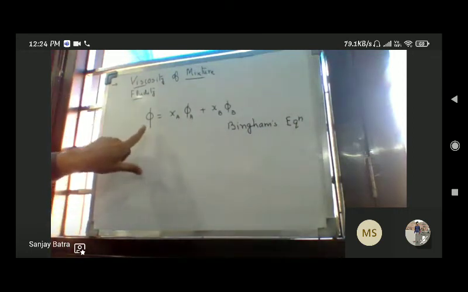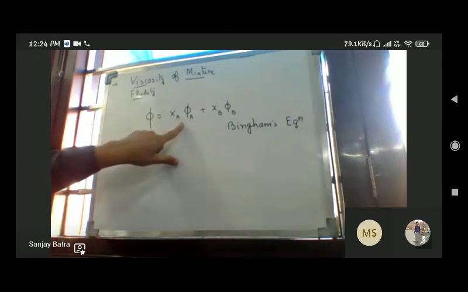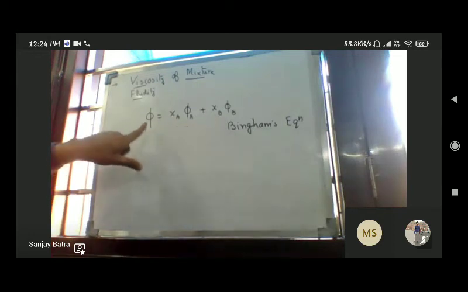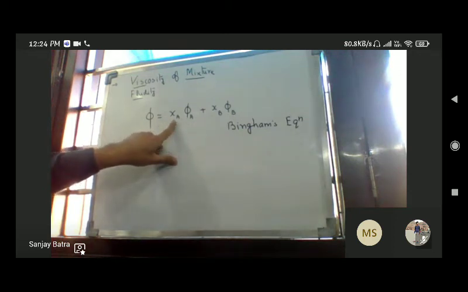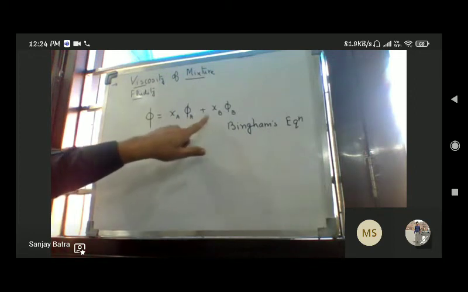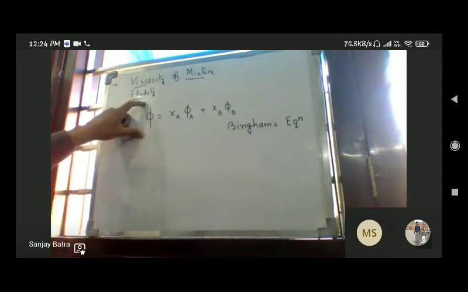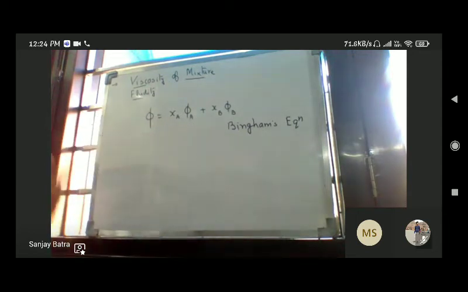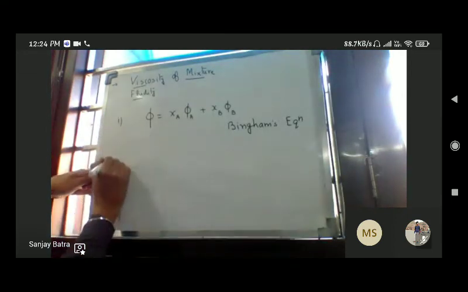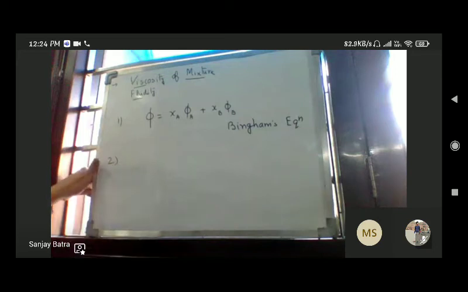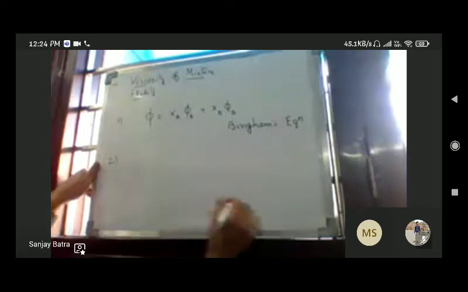This is just like Raoult's law: total pressure equals pressure exerted by component 1 plus component 2. यहाँ पे total viscosity of the mixture depends upon mole fraction of component A into its viscosity plus mole fraction of component B into its viscosity. Now these are theoretical relations given. Another scientist has also given one more relation, which is in terms of log. This is one equation. The second equation is known as Kendall's equation.